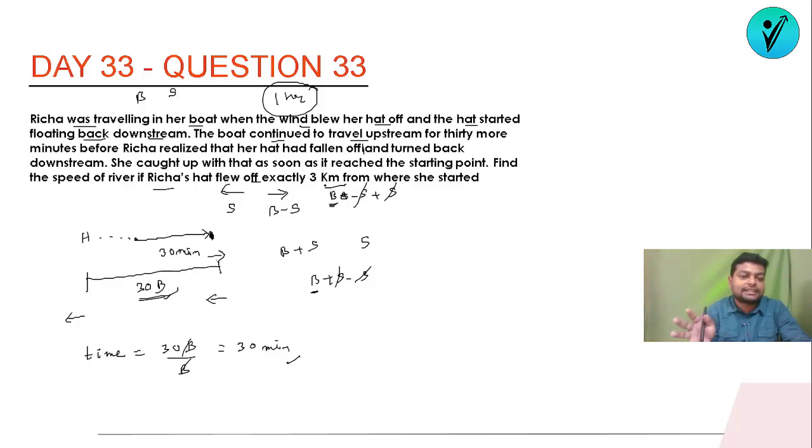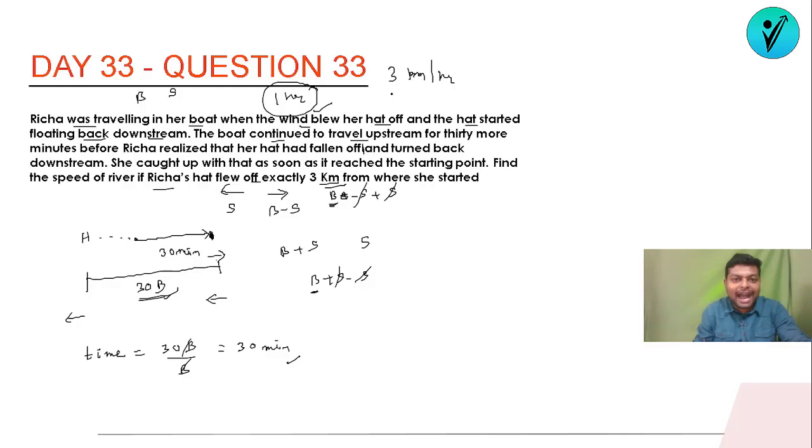ठीक है, जो टोटल डिस्टेंस दैट रिचाज हैट हैज कवर्ड इज व्हाट? इट इज एग्जैक्टली 3 किलोमीटर. सो द हैट floated for 1 hour and the distance that it has traveled is 3 kilometers. So what will be the speed of the hat? The speed of the hat, will it be 3 kilometers per hour? 3 किलोमीटर टोटल डिस्टेंस ट्रैवल किया और टोटल ये जो टाइम के लिए ट्रैवल किया दैट इज 1 आवर.